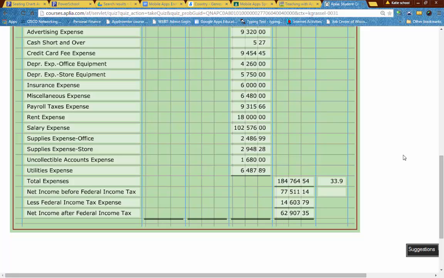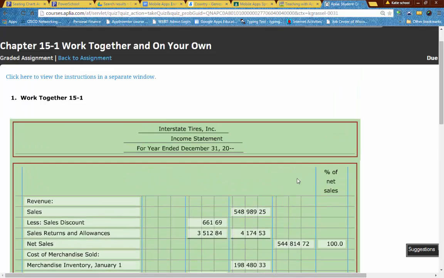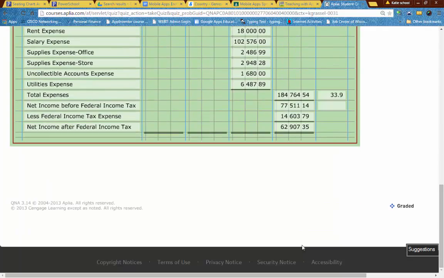Does that make sense? So now we're going to do our net income before federal income tax, because it doesn't do us any good to do afterwards. So I'm going to take my 77,511.14 and divide by my 544,814.72. Again, always divide by your net sales number. And what is my component percentage? 14.2. For every dollar sold, my net income is 14.2 cents.